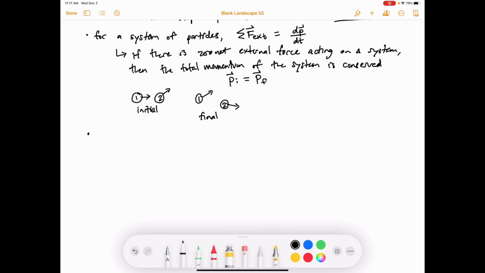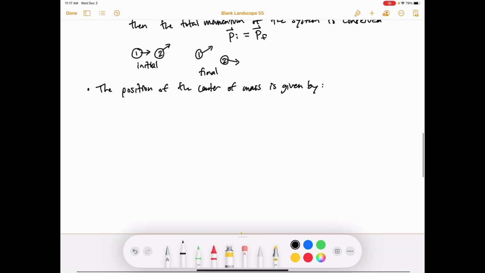Okay, so another important concept that we came across in this chapter is the idea of center of mass. So the center of mass is basically the average position of all the masses in a given system. And we take the position of the center of mass to be given by the following formula. So R_CM denotes the position of the center of mass. That's 1 over capital M, where capital M is the total mass of the system.